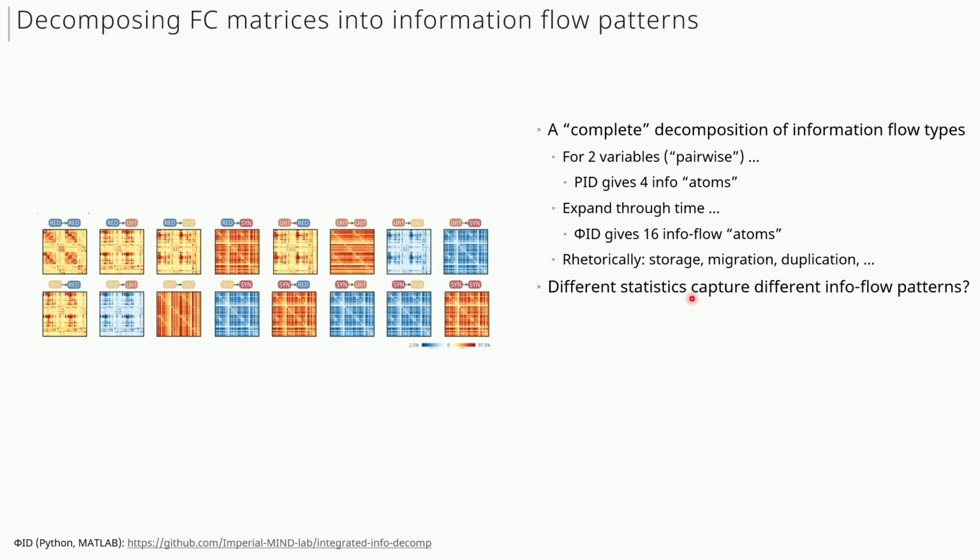So here we have these 16 information flow atoms as the matrices. Actually, you might notice the first one, redundancy to redundancy flow here, is quite similar to what we expect from Pearson's correlation. This is indeed the case. And by the way, here's an open source toolbox you can use to calculate these measures.